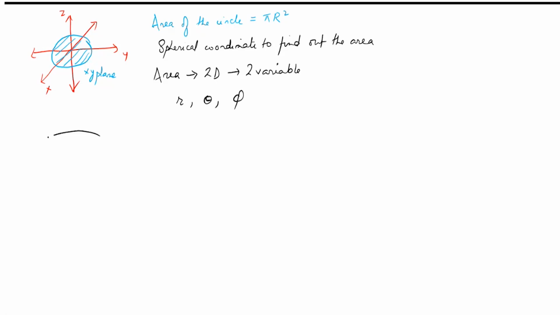So in this area, which is in the xy plane, if you take any point here, let's say I'm taking point P, which variable is constant? Is r constant? If you take any point on the area, is r constant? No, sir. If I take a point here, r is changing. So we got one variable, that is r. What about theta?